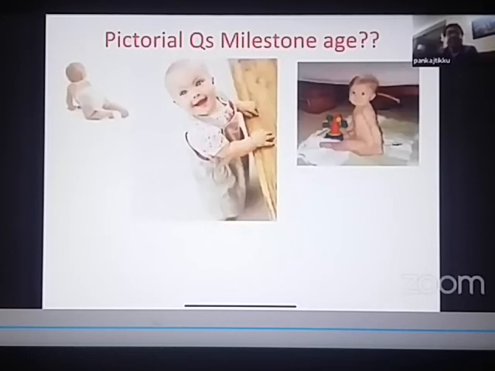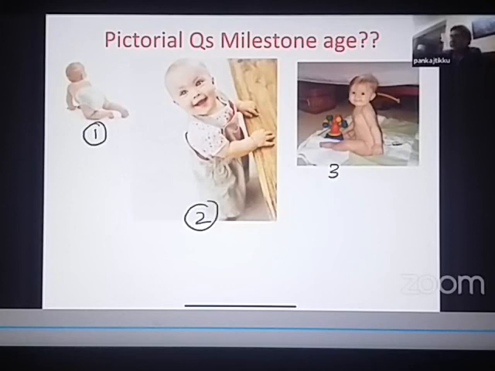So these are some pictures. I would now expect you to remember the milestones, and based upon the milestones, just see what ages these pictures correspond to. So let us quickly see and revise the milestones. Picture number 1, you can see a child who is on his hands and knees and his abdomen is above the surface, so he's creeping.